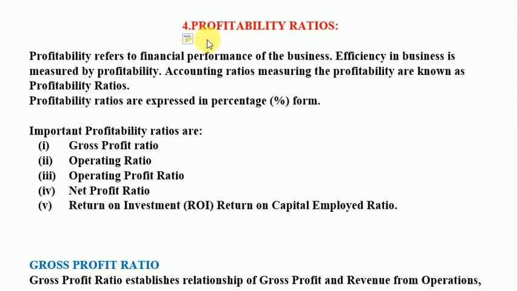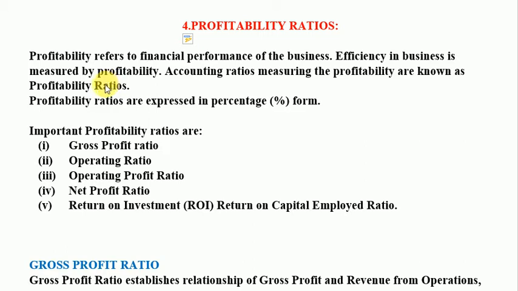So children, the last category of our ratios is known as profitability ratios. Profitability, as we all know, refers to the financial performance of the business. That means how much profit a business has earned. The efficiency of any business is measured by its profitability. Accounting ratios which measure the profitability are known as profitability ratios.